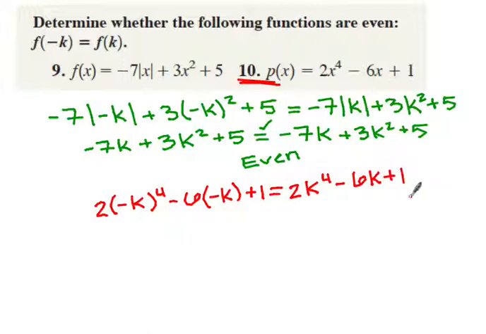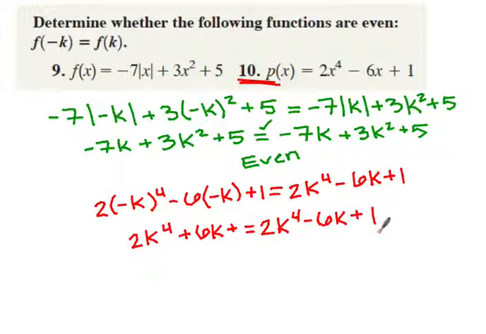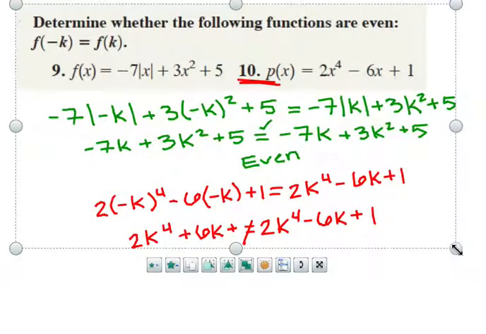Okay, so as we simplify the left side here, you've got negative 1 to the 4th is positive 1. So this is 2 times k to the 4th. Minus 6 times negative k, this becomes a plus 6k. Plus 1 equals 2k to the 4th minus 6k. Is this the same equation? No, these ones are different. So this is not an even function. I'm not sure if it's an odd function or neither yet, but I know for sure it's not an even function. Okay? So that's how we can test algebraically if something is an even function.